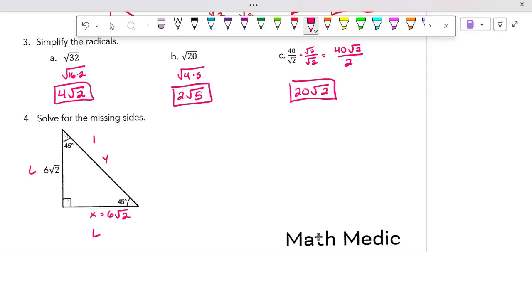Which means Y is my hypotenuse. So how do I find it? Multiply by the square root of 2. So 6 square root 2 times the square root of 2. You just multiply what's under the radical. So this would be 6 times the square root of 4. What's the square root of 4? 2. So this would be 6 times 2, which is 12. So Y is 12.